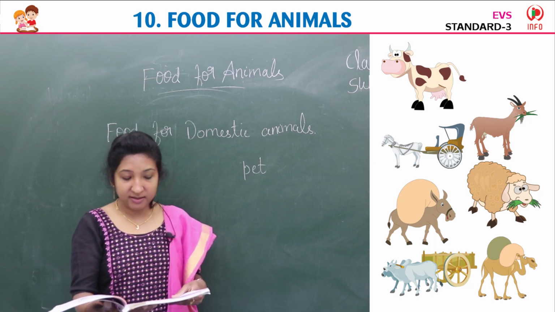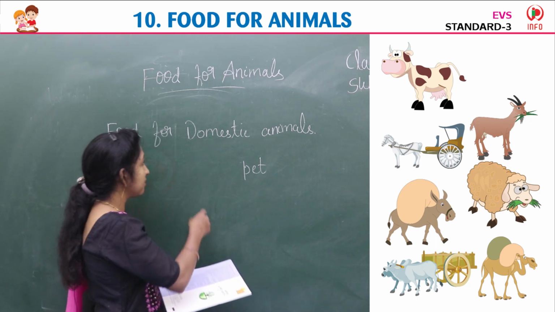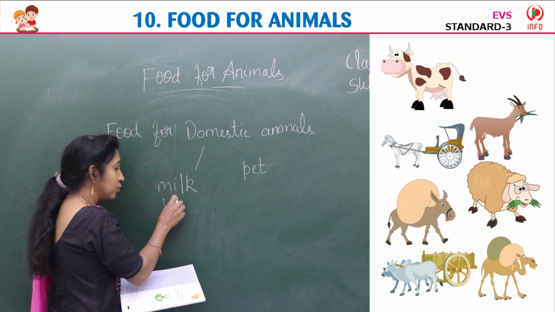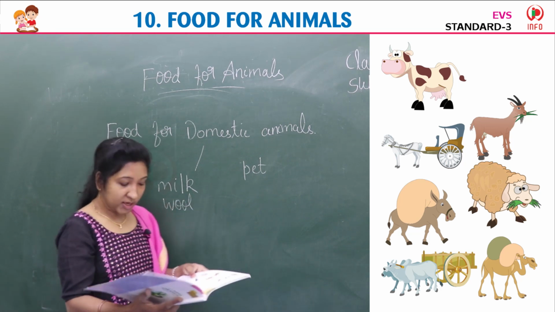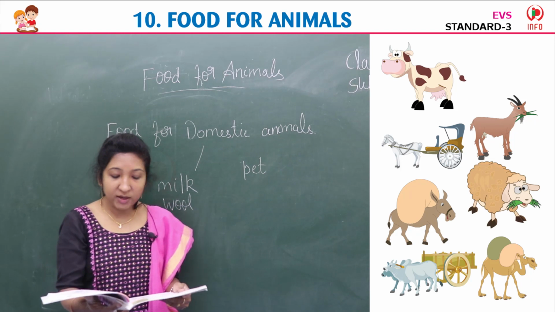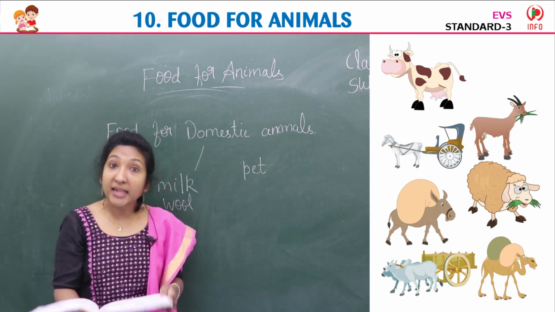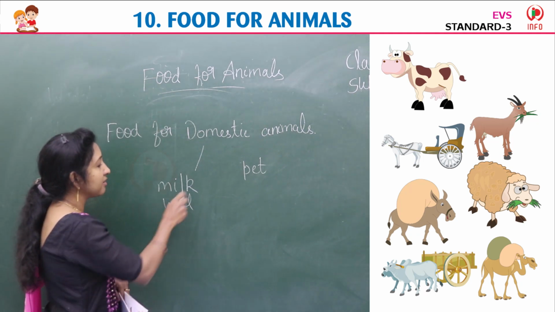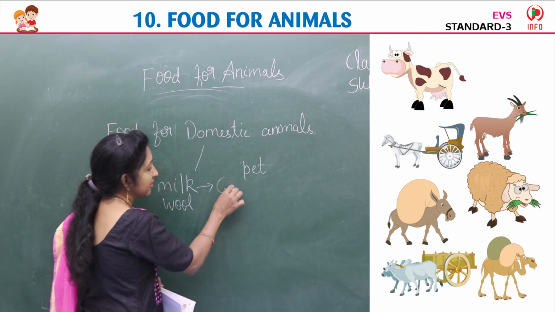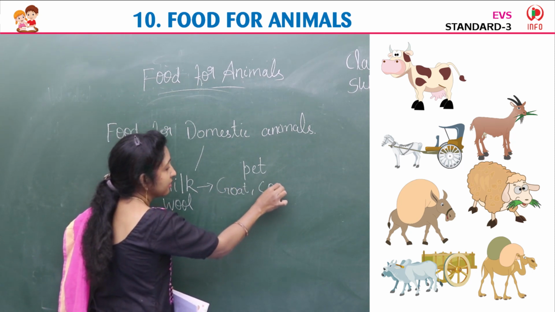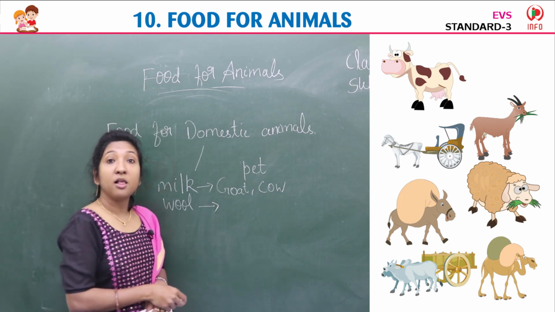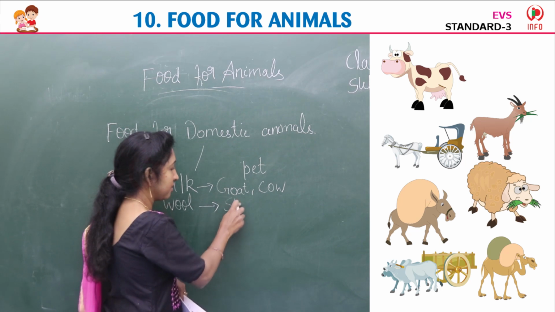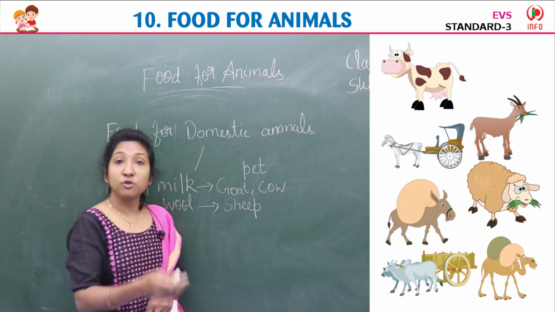So some animals give us milk, some animals give us wool. Okay, children? Then we should give them good and proper food to keep them healthy, strong and active. You know which animal gives us milk? Goat gives us milk, cow gives us milk. What about wool? Which animal gives us wool? Yes, sheep. Sheep gives us wool.